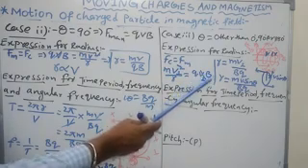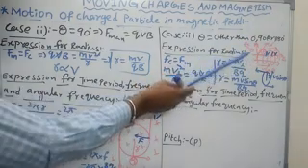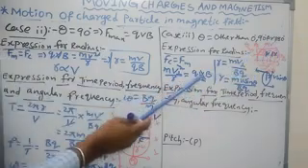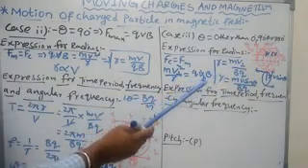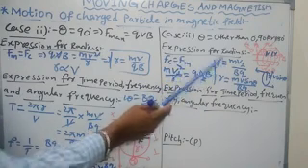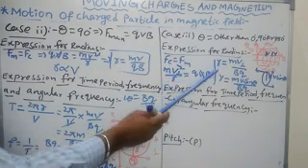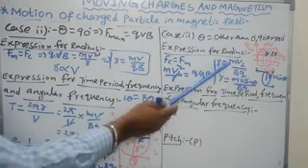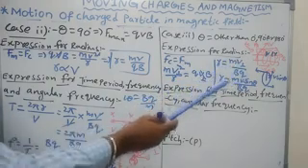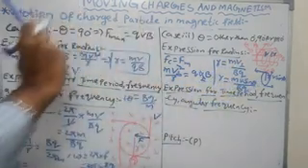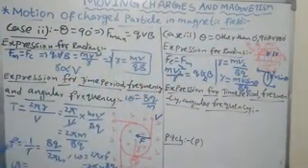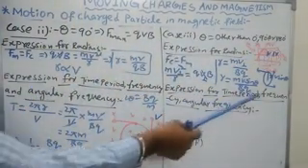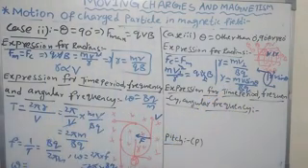Here v perpendicular is v sin theta, and it is perpendicular to B, so q v perpendicular B sin 90. Correct? One v perpendicular cancels. Then r is equal to m v perpendicular by B q. So r is equal to m v sin theta by B q. This is the radius of the charged particle in a helical motion. Very important. Next, the expressions for time period, frequency, and angular frequency.